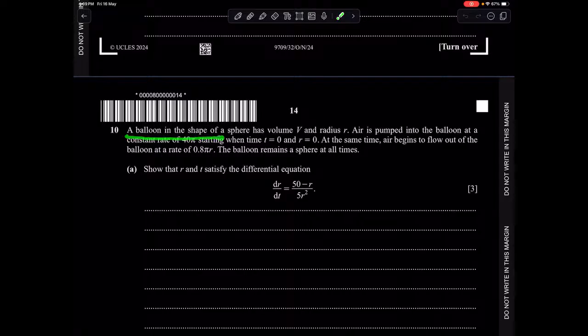A balloon in the shape of a sphere has volume V and radius R. Sphere, so we must know the volume of a sphere, it's 4/3 pi r cube. Air is pumped in, that means inflow rate, at 40 pi when t is 0 and r is 0. At the same time, air begins to flow out of the balloon at a rate of 0.8 pi r. The balloon remains a sphere at all times.